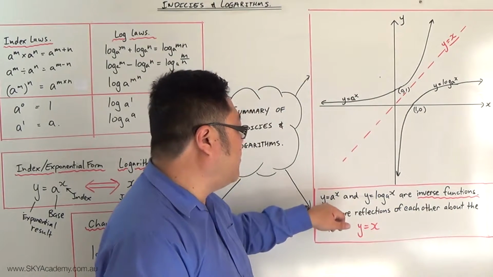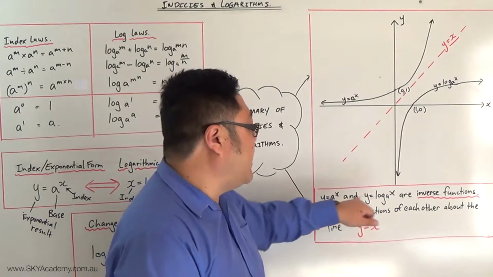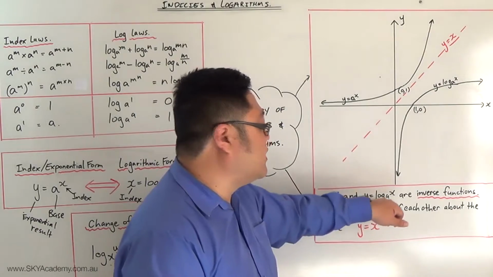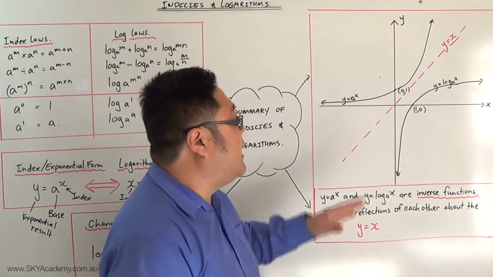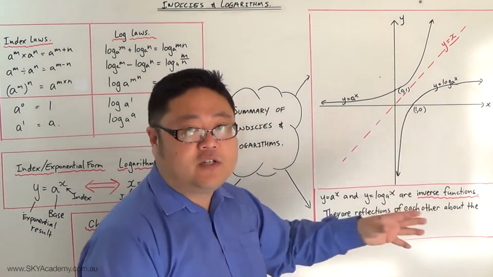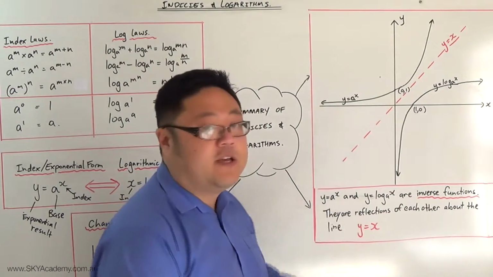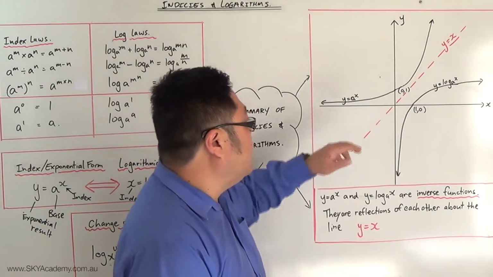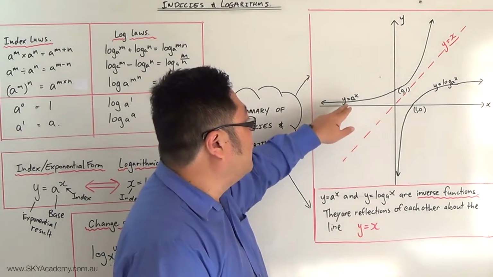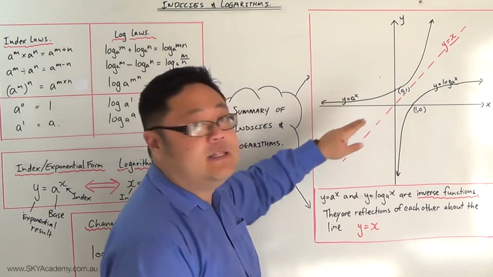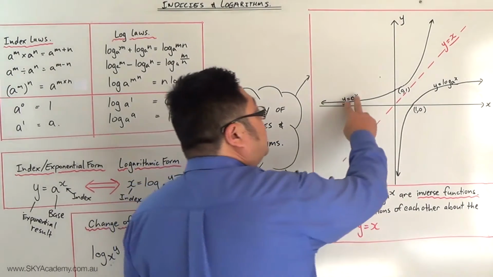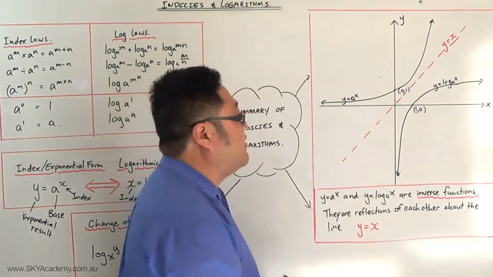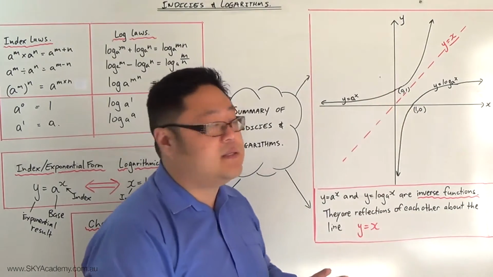The exponential form y is equal to a to the power of x, and the logarithmic form y is equal to log a of x are actually inverse functions of one another. In other words, they're reflections about y equals x. So in other words, what that means is that one curve is the same as the other curve, except that you're swapping the x's and y's around. That's what the mirror image represents, okay?